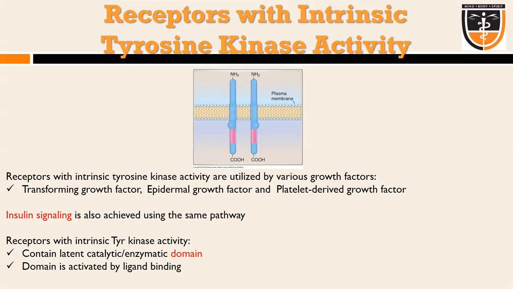Now, what are receptors with intrinsic tyrosine kinase activity going to have? They will have an external portion, which will attach to the ligand, but then they will contain inside a latent or inactive catalytic enzymatic domain. This is the tyrosine kinase. And this tyrosine kinase will be activated when the receptor binds to the ligand. So the tyrosine kinase is sitting, waiting for the receptor to be activated, so it will turn on and phosphorylate tyrosine and make those receptors pop out. This phosphorylated tyrosine will now activate the whole signaling process.